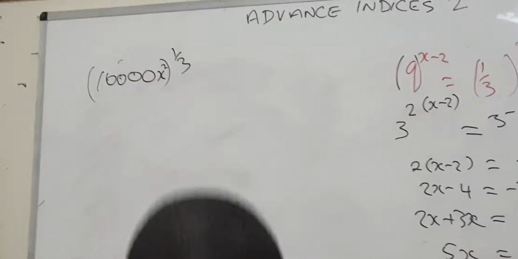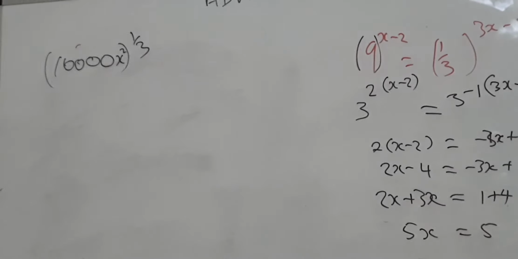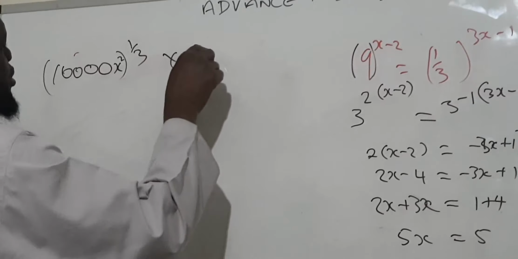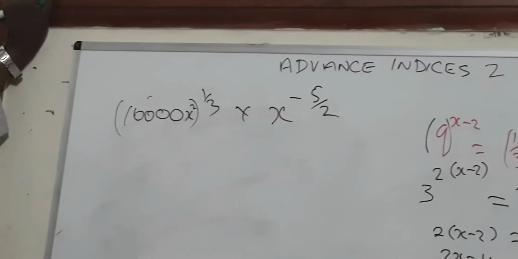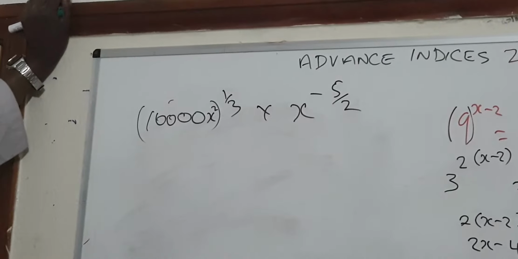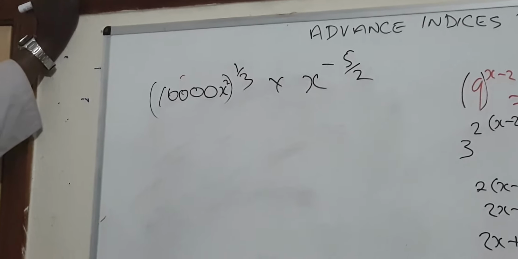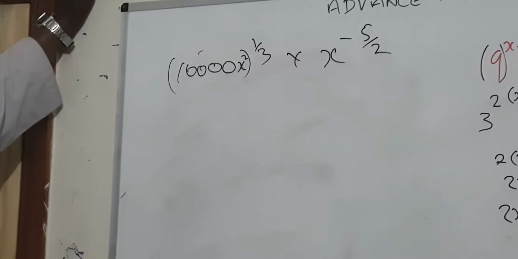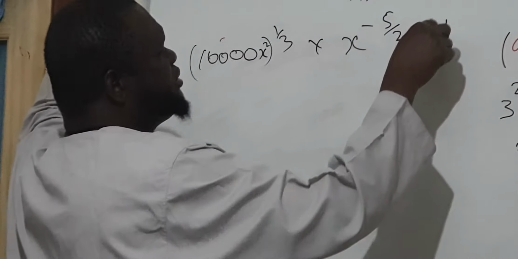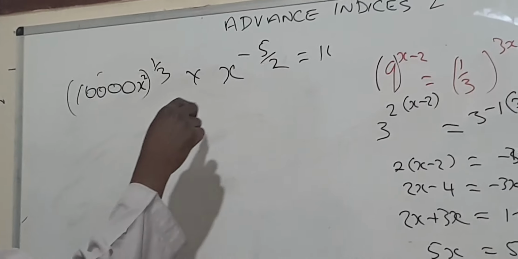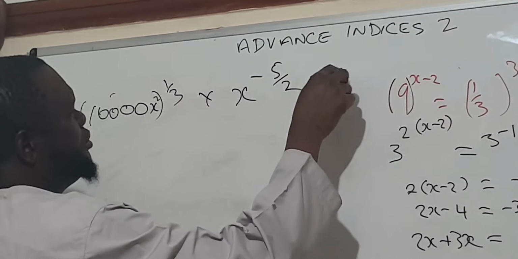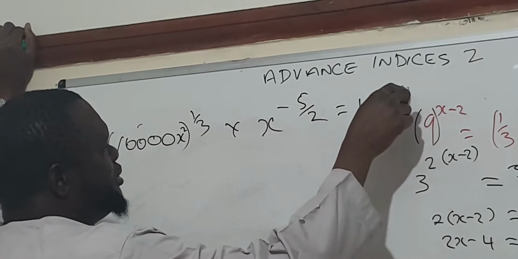1/3, 1 x to the power 1/3 squared times x to the power minus 5 over 2. What do you guys think? Let's say if this is equal to 1000, 1000 to the power x minus 2.